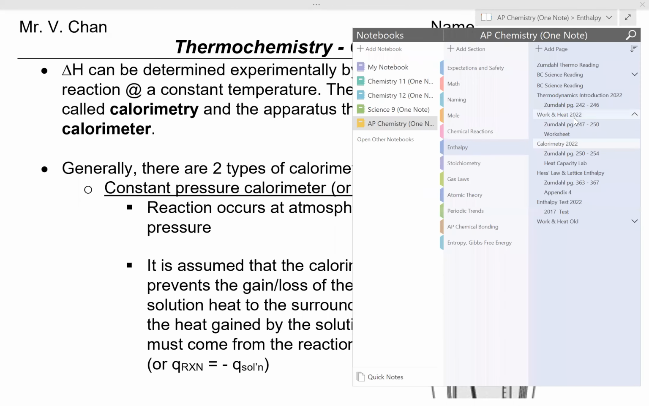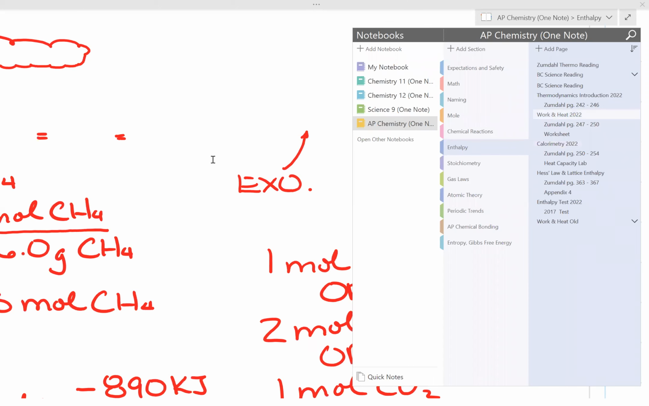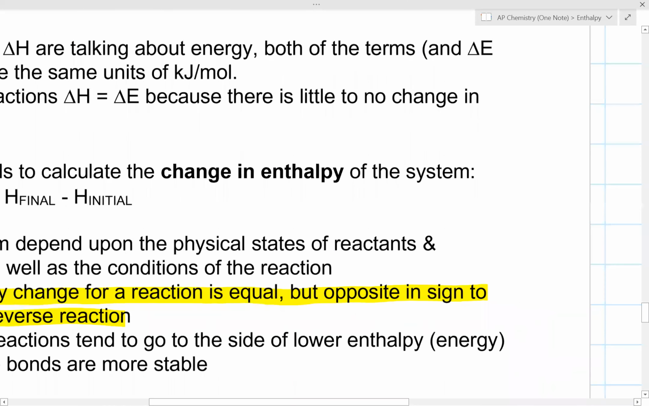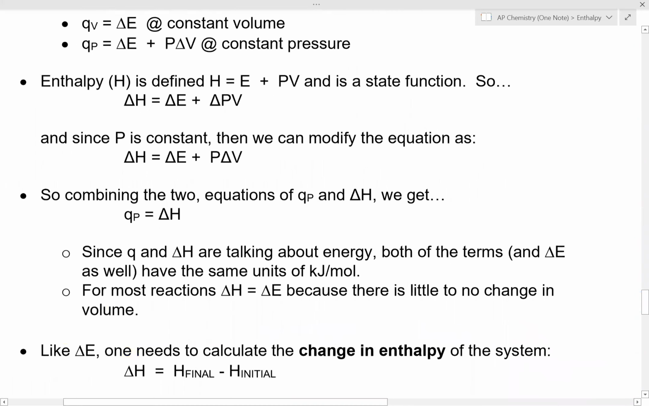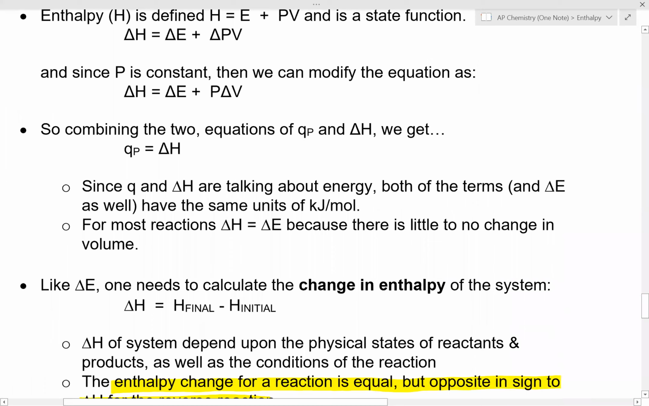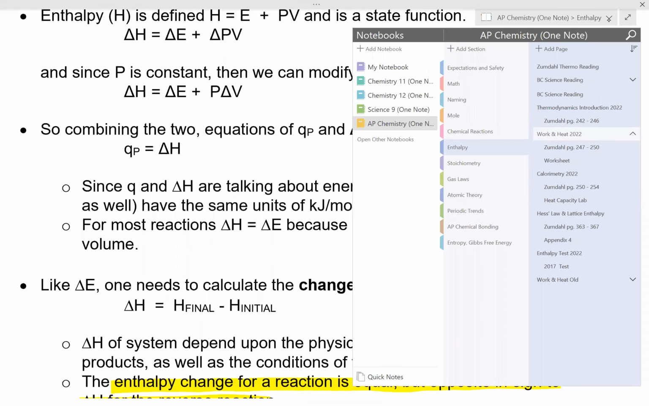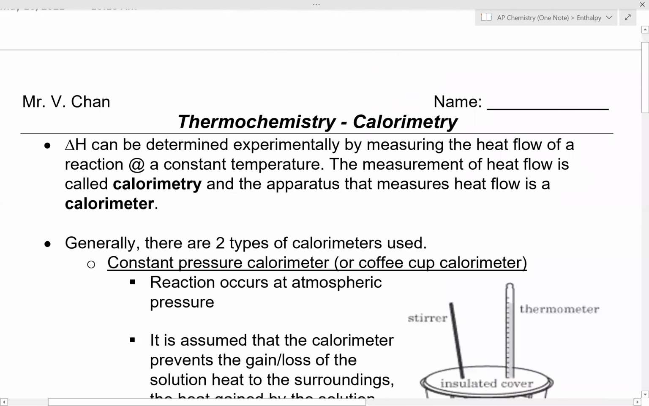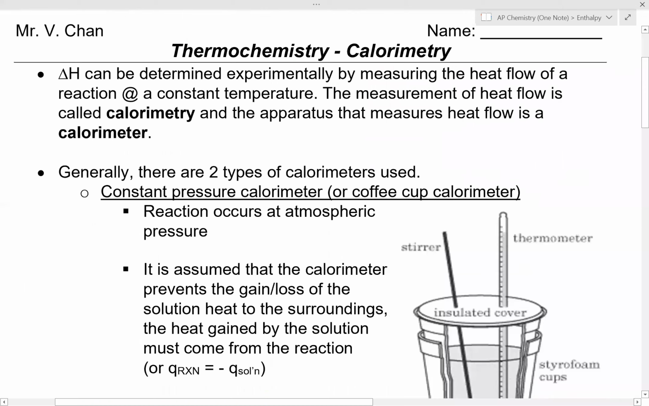And what is calorimetry? It is an expansion of how we get the values for delta H. Recall in last days, we talked about delta H, which is the change in energy or change in enthalpy. So how are we able to gather that data? One way is through calorimetry. Delta H can be determined experimentally by measuring the heat flow of a reaction at a constant temperature. That measurement of heat flow is called calorimetry, and the apparatus that measures the heat flow is called a calorimeter.